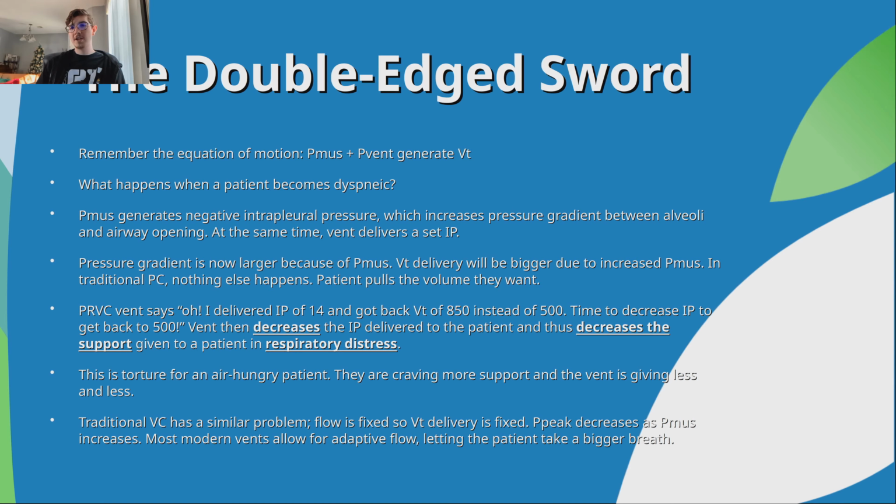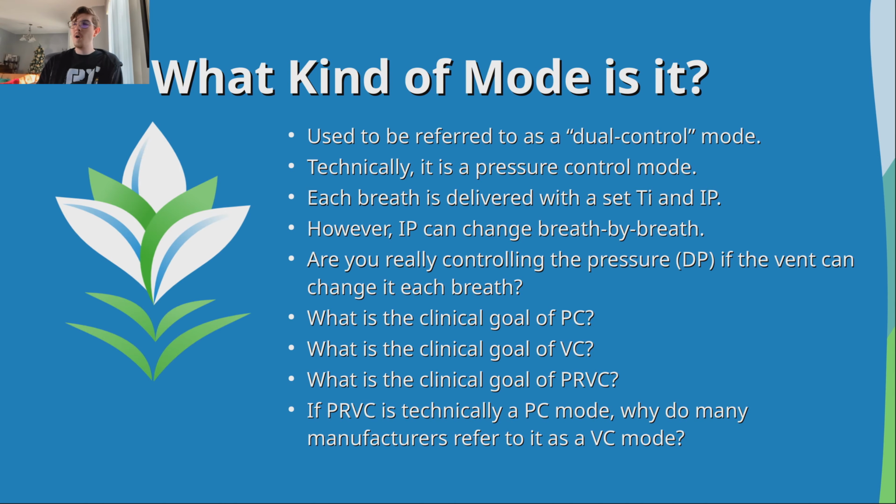Pressure control generally tends to be a lot better because the patient can pull whatever flow they want. Sometimes the inspiratory pressure might not be enough, though, sometimes they might actually need more. PRVC is going to do the polar opposite. It's going to decrease inspiratory pressure when your patient becomes tachypneic and dyspneic and flow hungry. Very, very bad. So moving on, let's talk about what kind of mode is PRVC.